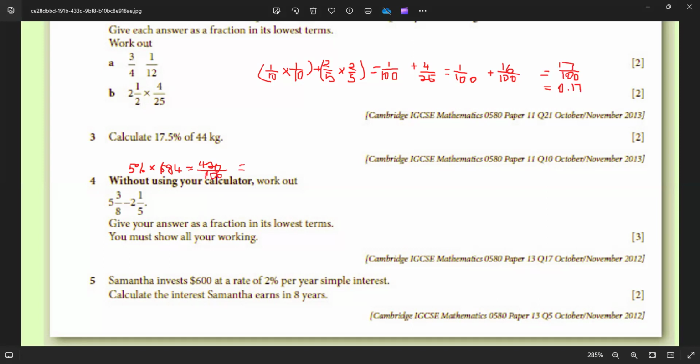Then we'll get 4.2 dollars. So this is the amount of increase. Then we'll take the original amount, which is 84, plus 4.2, which will get $88.2.